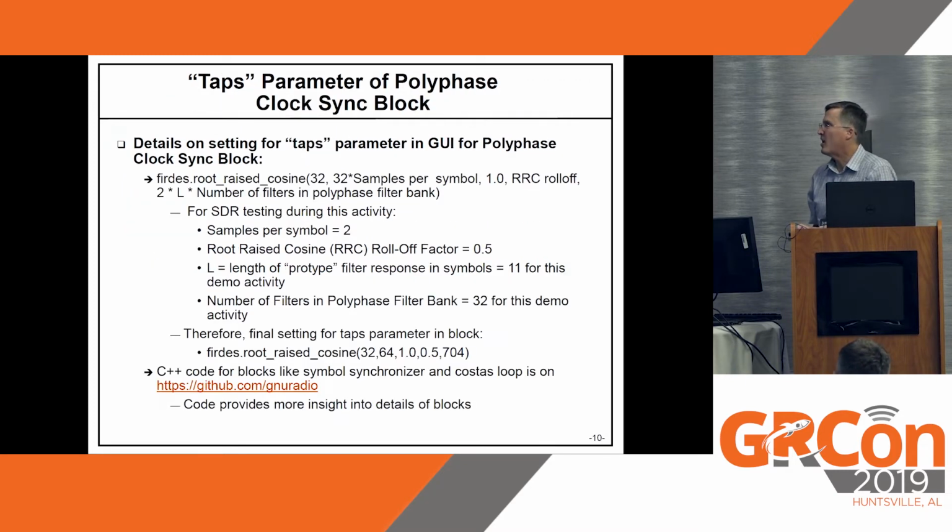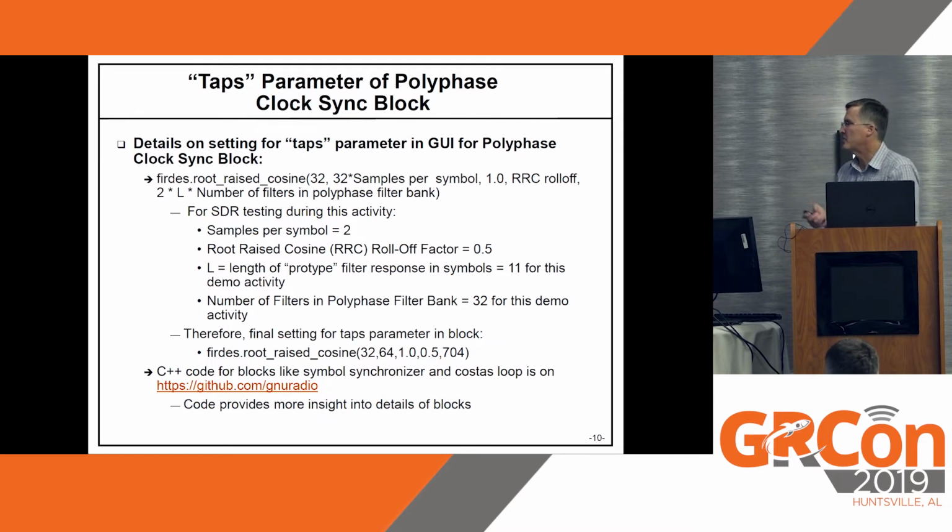So on the clock sync, basically you need to type in a lot of stuff there for the FIR, root raised cosine filter, and then it is a function of a few parameters there, the samples per symbol, the root raised cosine roll-off factor. L would be the length of the prototype filter for the block. That probably could be an entire presentation on itself on that and how the block is built. So you just, for a new user, just put in 11, maybe 13 will work, and you'll be off and running. Number of filters in the polyphase filter bank, set that to 32 is a good number that I used.